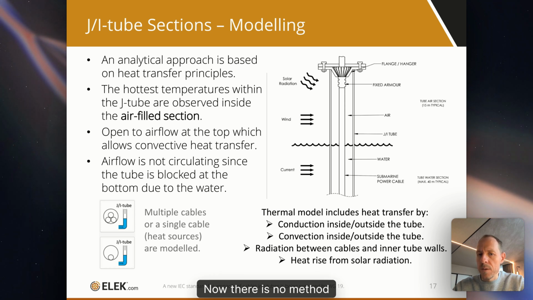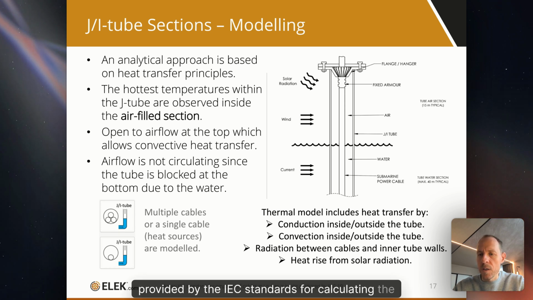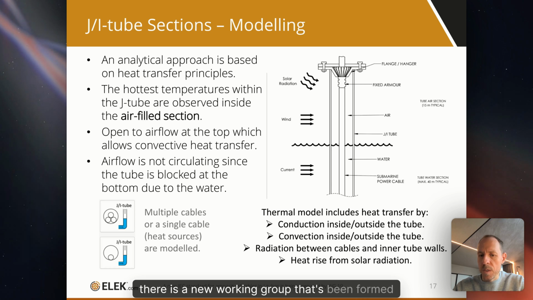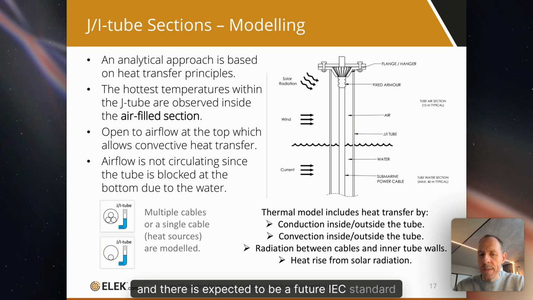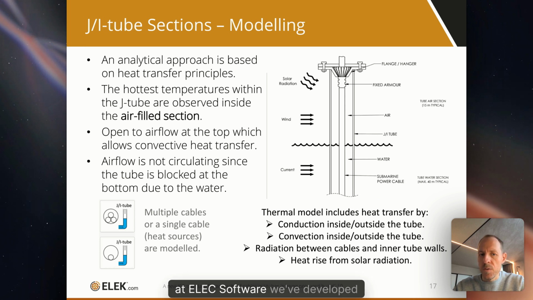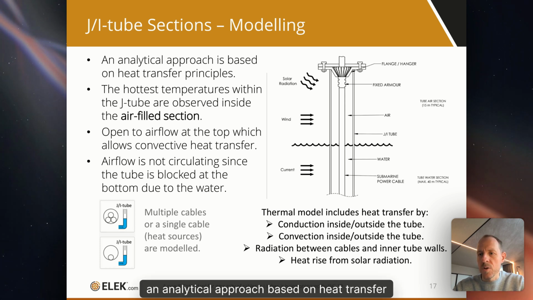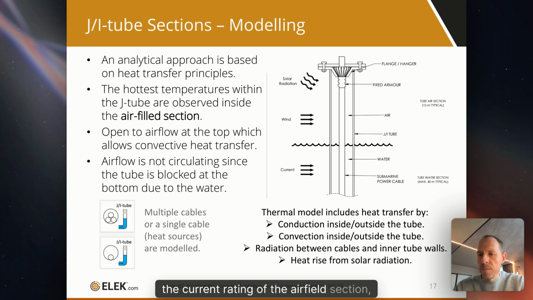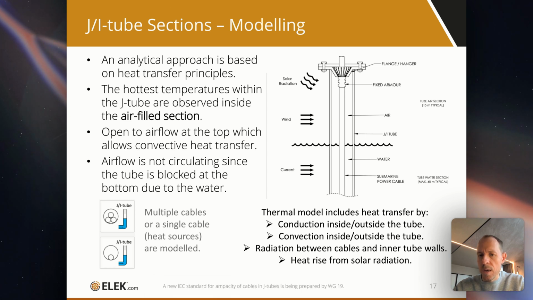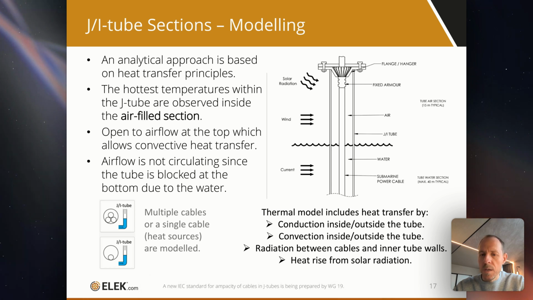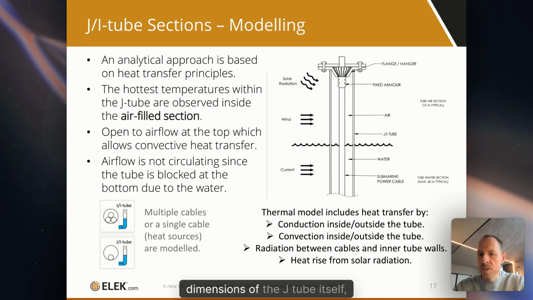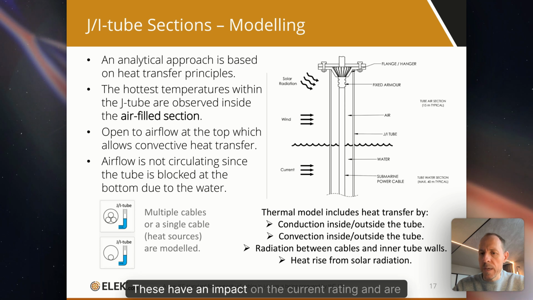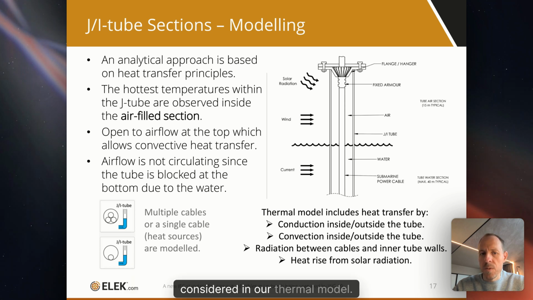Now, there is no method provided by the IEC standards for calculating the current ratings of cables within J-tubes at present. There is a new working group that's been formed, and there is expected to be a future IEC standard on this topic. However, at ELEK Software, we've developed an analytical approach based on heat transfer principles to deal with this situation, and it can calculate the current rating of the airfield section and consider solar radiation exposure as well as wind speed, which also affect the current rating, and the dimensions of the J-tube itself, including the diameter of the J-tube and also the length of the J-tube. These have an impact on the current rating and are considered in our thermal model.